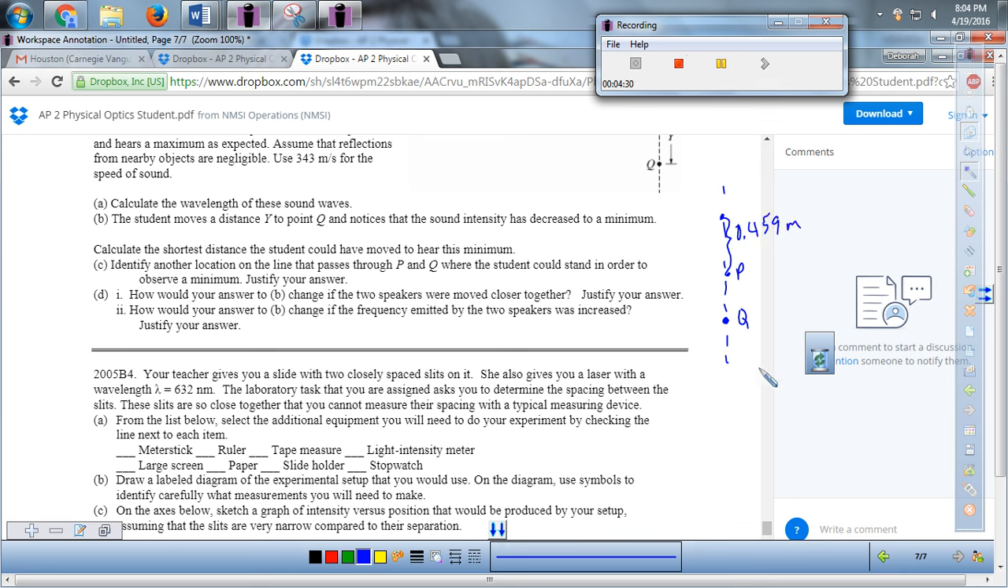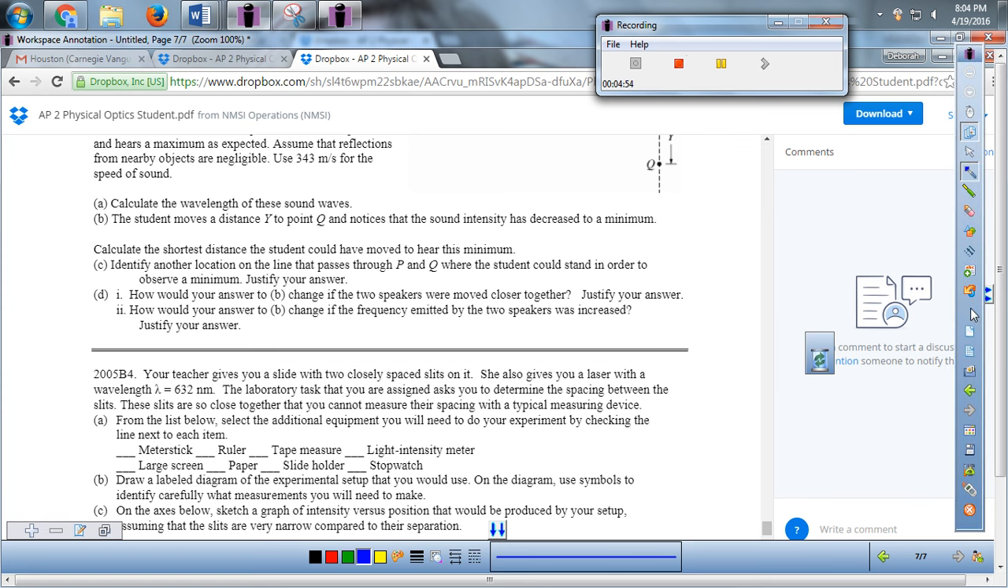Now, I could have reworked it and said that I had m lambda equal to d sine theta, and I could have substituted in 1.5 for m and done the same work and found how much farther it would have been down there. But to me, it just makes more sense if I already know this, just move him above P instead of below P, and it'll work.